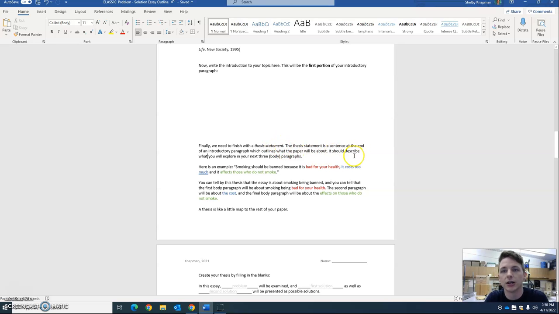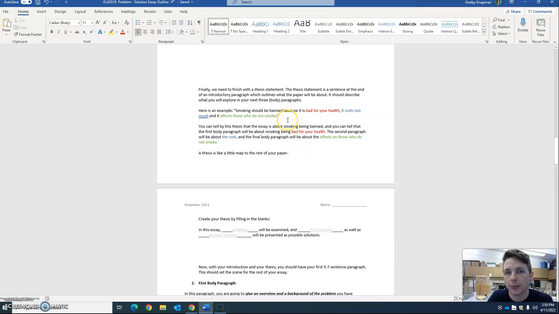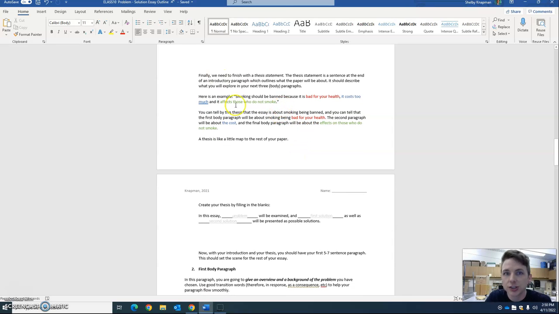The thesis statement is a sentence at the end of your intro which outlines what the paper will be about. It should describe what you will explore in your next 3 body paragraphs. Here's an example. Smoking is bad. Smoking should be banned. This is a good thesis statement. That would appear at the end of an intro. Smoking should be banned because it is bad for your health, it costs too much, and it affects those who do not smoke.